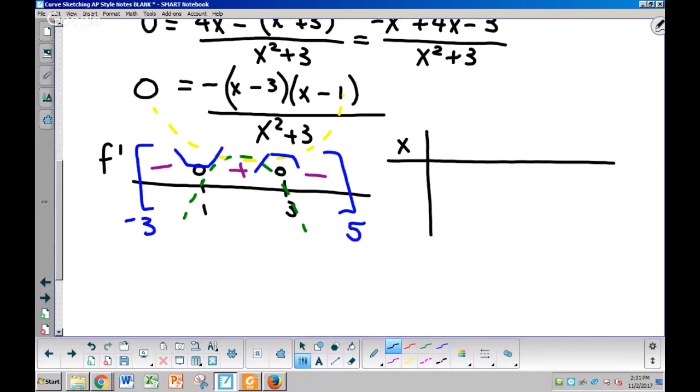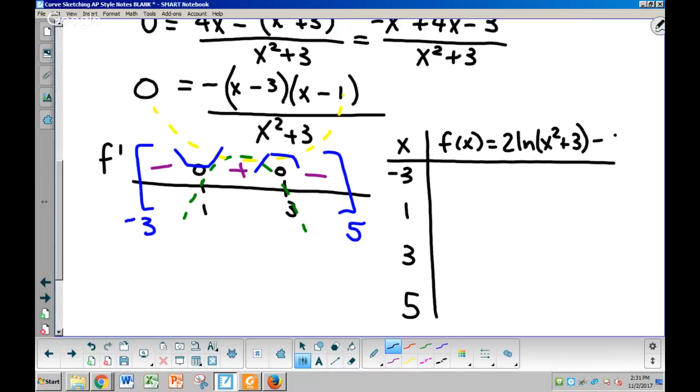So what goes on our chart? Negative 3, 1, 3, and 5. And f of x was equal to 2 natural log of x squared plus 3, minus x. So let's figure out what our values are. What happens when we plug in negative 3? This is 2 natural log of 12, because 3 squared is 9, plus 3 is 12, minus a negative 3.